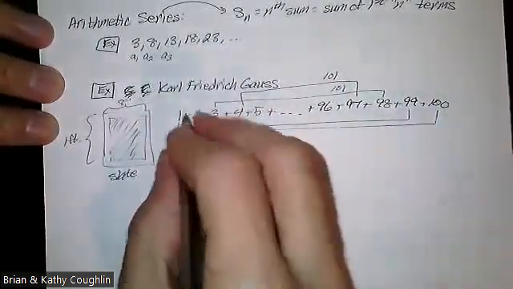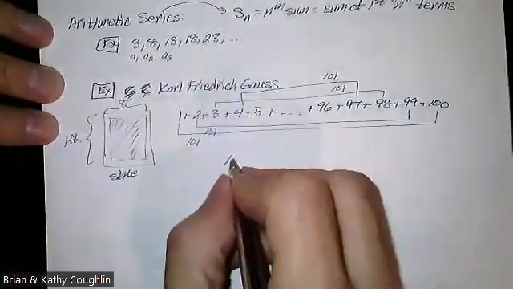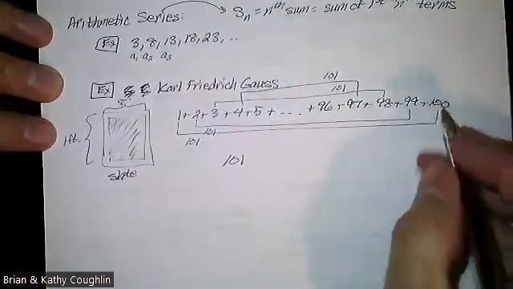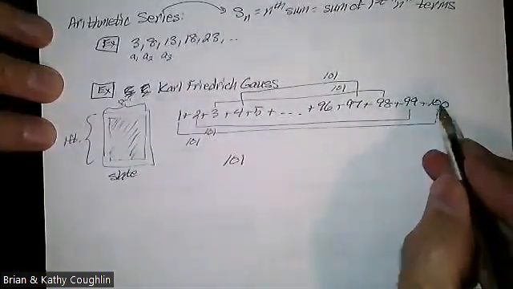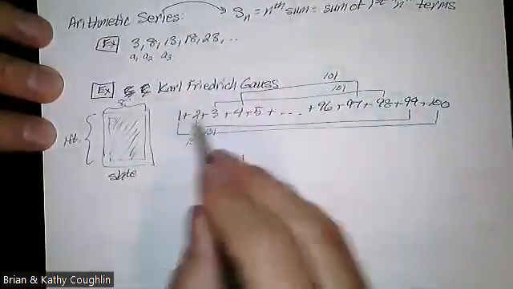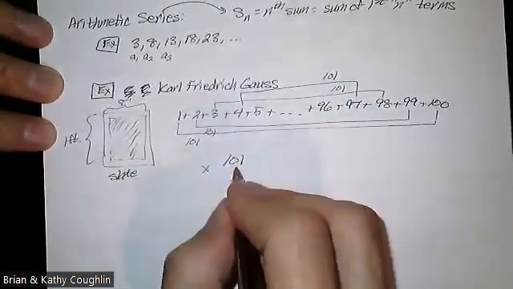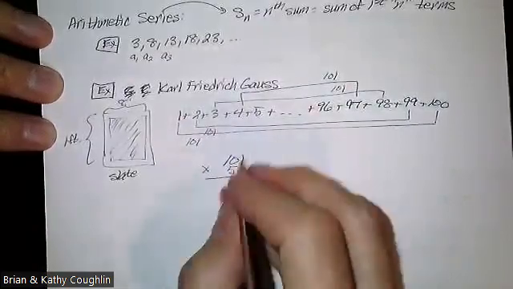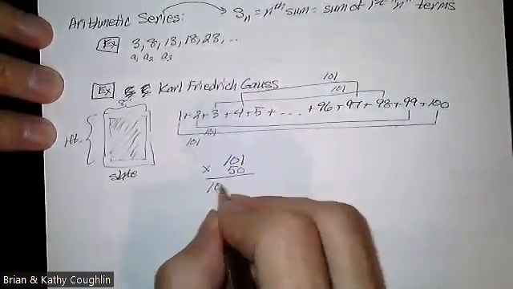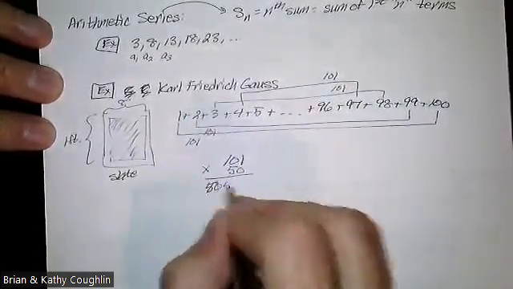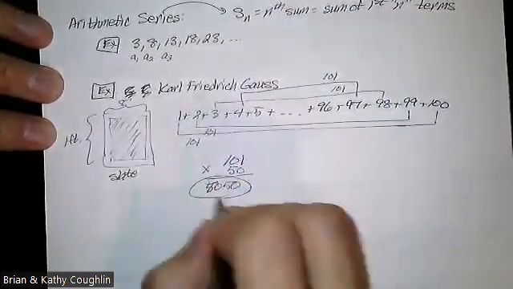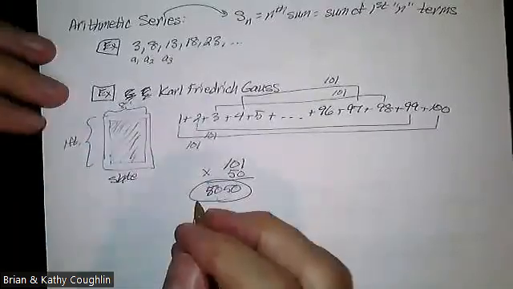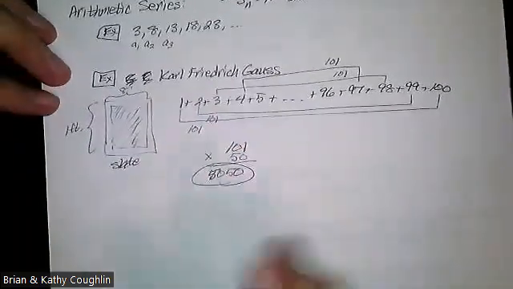And he thought, okay, if all of these pairs are 101, how many pairs are there? Well, if there's 100 numbers and pairs are 2, there are 50 pairs. So we're going to get 101 50 times. Multiply this out and you get 5,050. And that was the correct answer. Isn't that amazing? Anyway, so bravo, Carl Gauss.